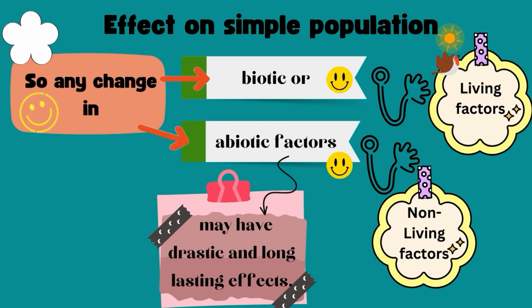Let's talk about the factors which affect a simple community. Any change in biotic or abiotic factors may have drastic and long-lasting effects. Here biotic means living factors, and abiotic means non-living factors.